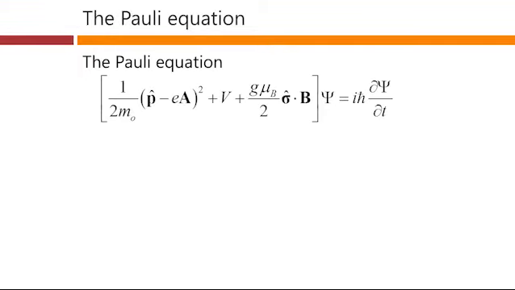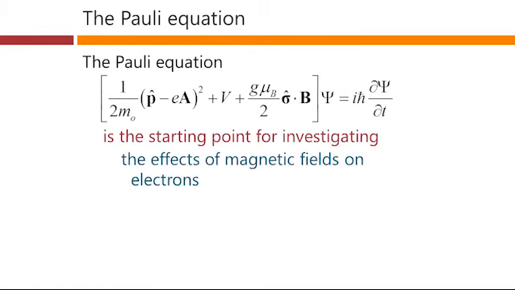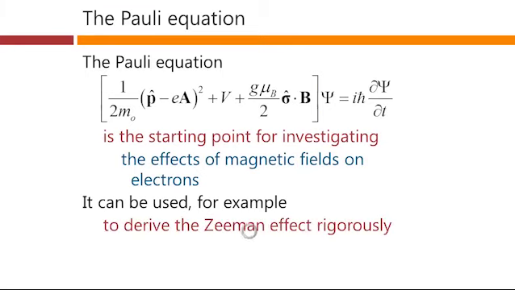The Pauli equation, which we've just written down, is the starting point now for investigating the effects of magnetic fields on electrons. It can be used, for example, to derive the Zeeman effect that we introduced somewhat informally earlier on in this discussion. And that could be derived including the effects of spin as well as the effects of magnetic field on the orbital motion of the electron.